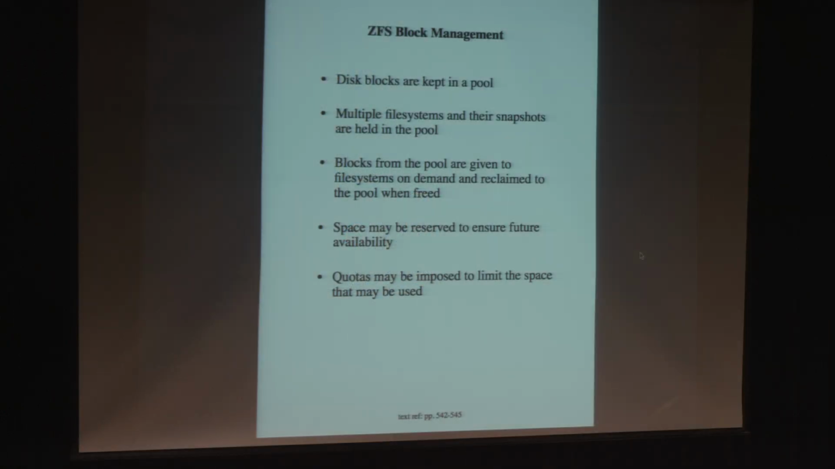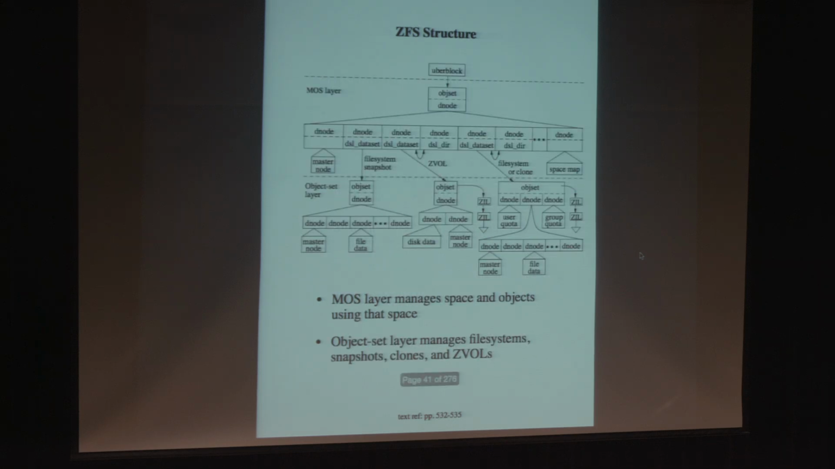All right, let's move on to block management. The disk blocks are kept in a pool, as I've already said. The multiple file systems and snapshots are also associated with that pool. The blocks from the pool are given to the file system as they're needed and reclaimed when they're freed. When they're freed turns out to be the little magic secret sauce that makes ZFS work, and I am going to talk a bit about that a little later. And then you can, as I said, reserve space to make sure you have it in the future, and put quotas on things to make sure that people don't use too much space.